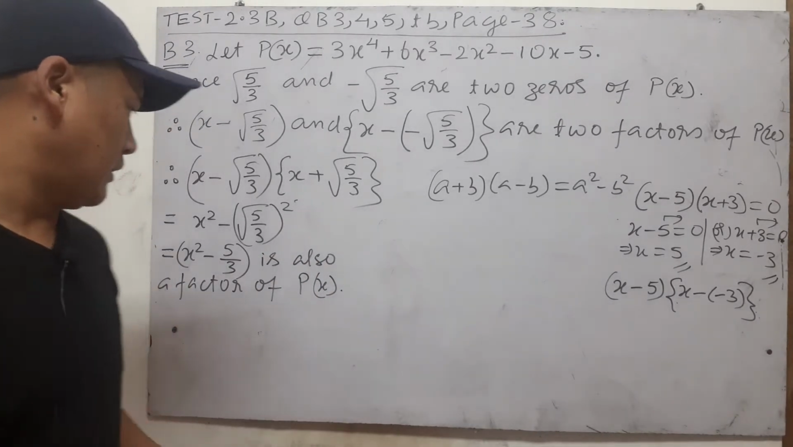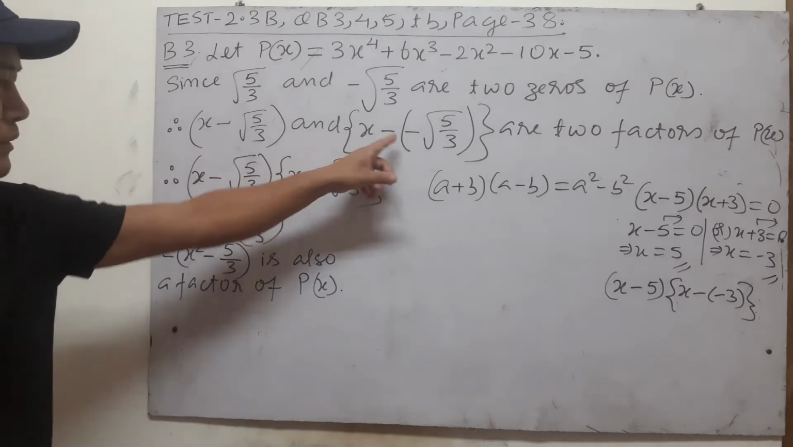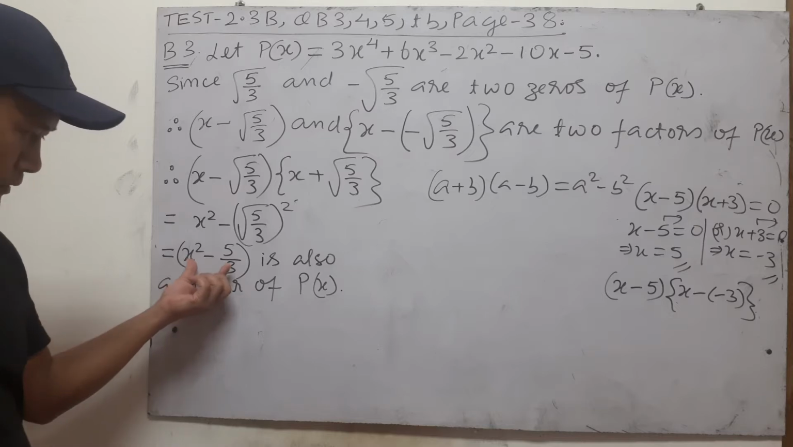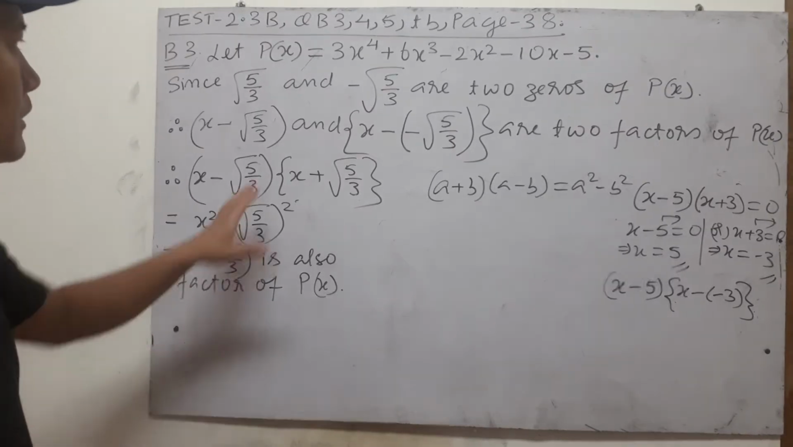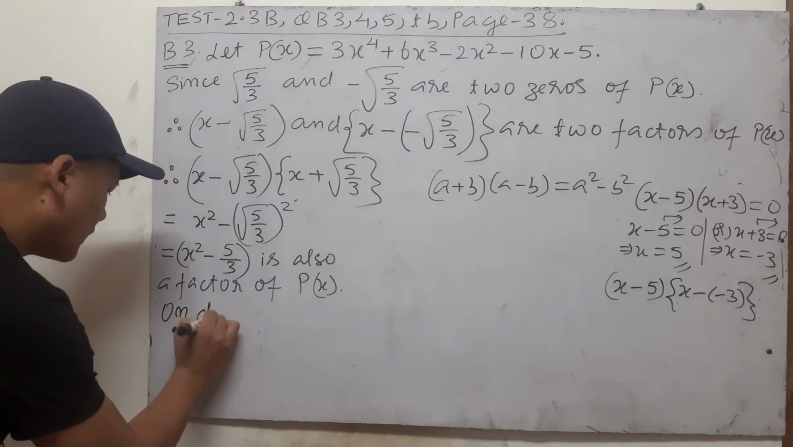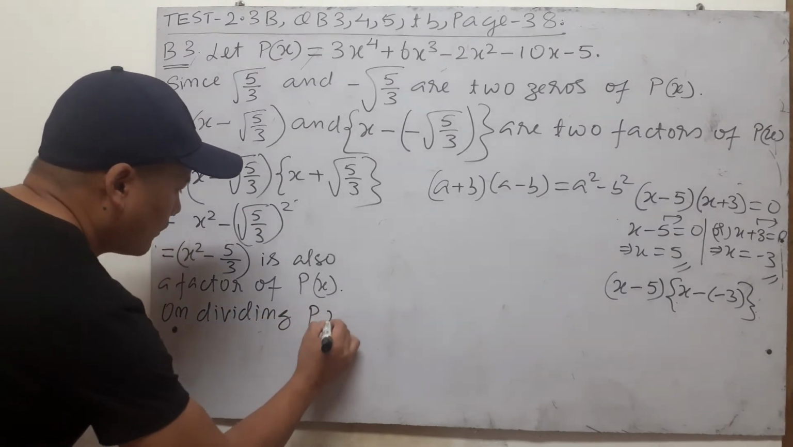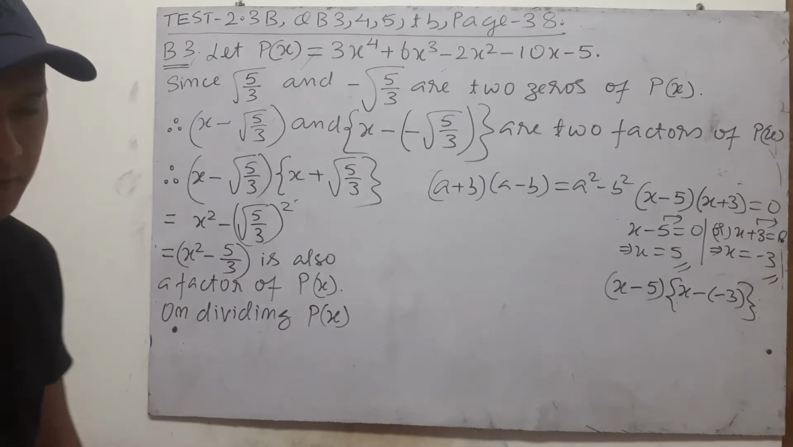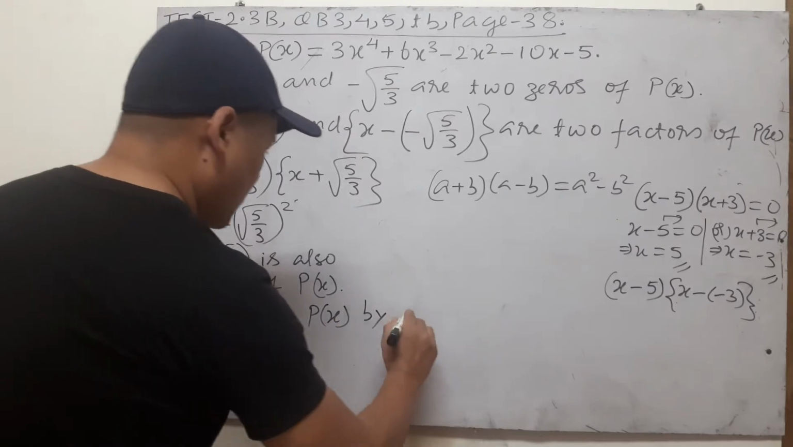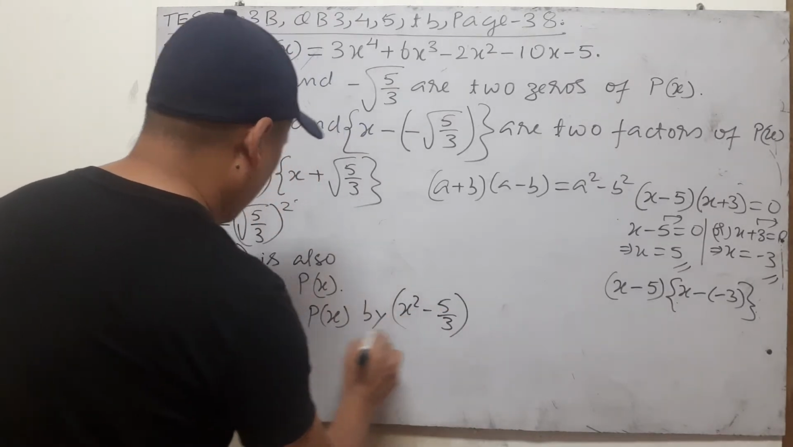Keep it like that. So let us now, since this is the combined factor of these two, we can consider this as the main factor. So let this factor divide p of x. On dividing p of x by this new factor, x square minus 5 by 3, what do we get?